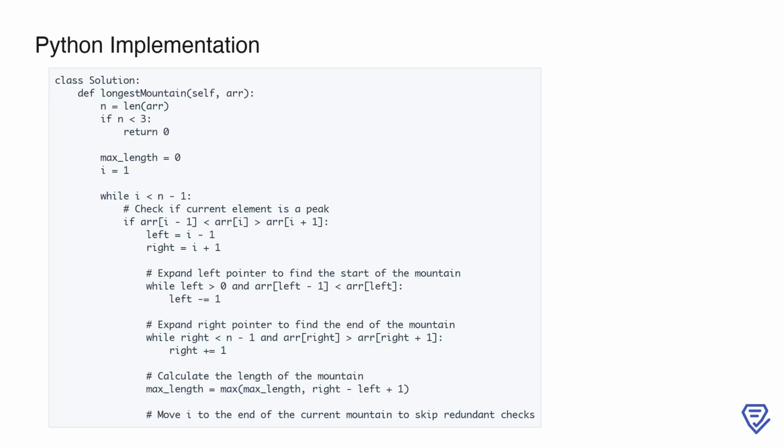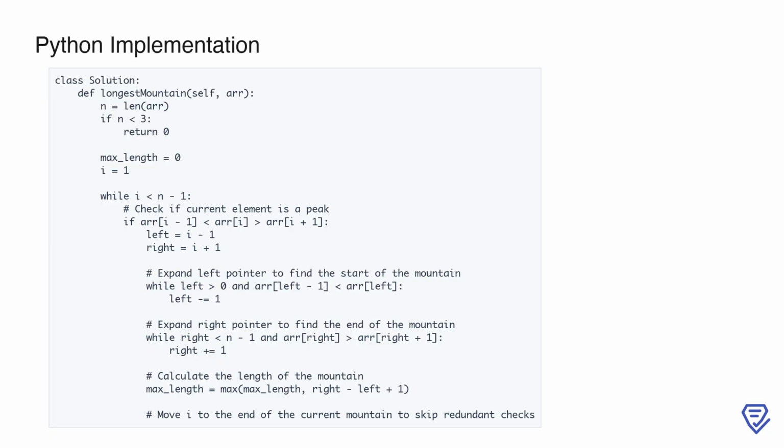The reason we start at 1 is that a mountain peak cannot exist at the very first or last position. Now, we enter a while loop that runs as long as our pointer i is between the first and last indices. Inside this loop, we check if the current element, arr[i], is a peak. A peak is identified when the element is greater than both its left neighbor, arr[i-1], and its right neighbor, arr[i+1]. If this condition is true, we initialize two pointers, left and right, to i-1 and i+1, respectively.